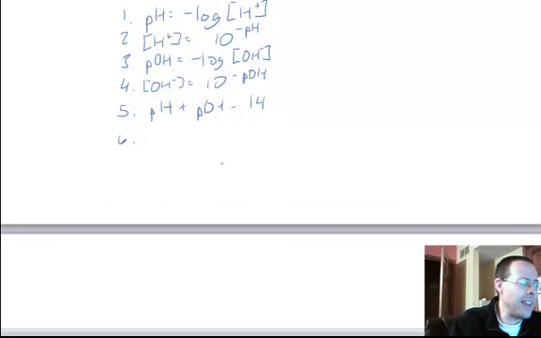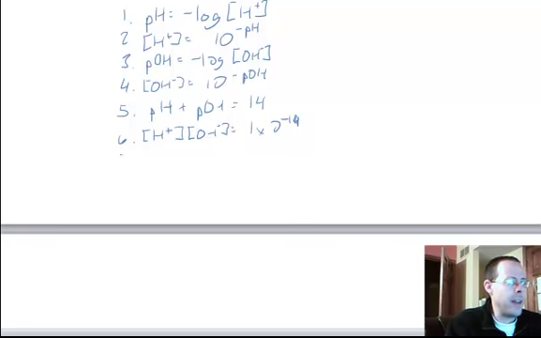Alright? And then our other equation, which is kind of the idea of this, using all these equations combined together, hydrogen concentration times hydroxide concentration will always equal 1 times 10 to the negative 14th. Okay?